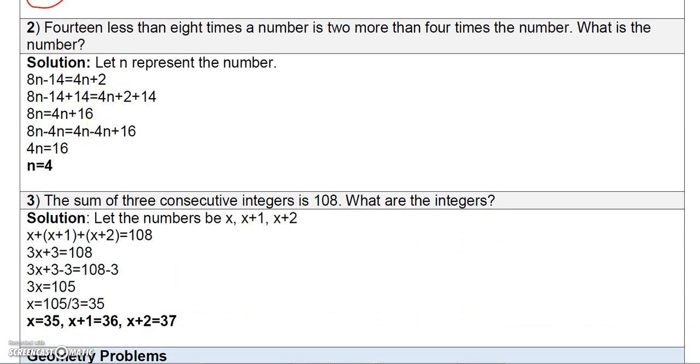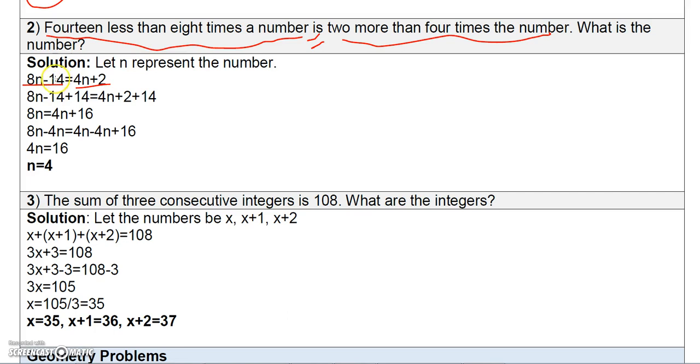The next one says 14 less than 8 times a number is, so that would be an equal to, 2 more than 4 times the number. So let's let n represent the number, and so 14 less than 8 times the number would be 8n minus 14, and then 2 more than 4 times the number would be 4 times the number plus 2, and remember these two are equal.